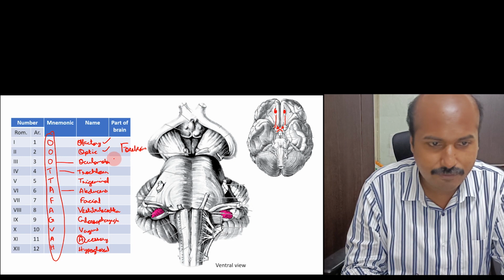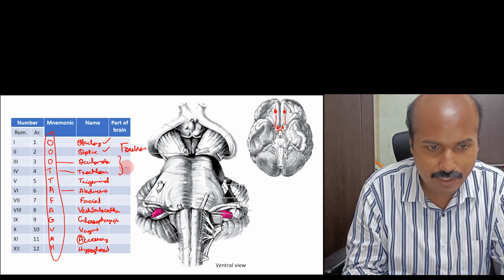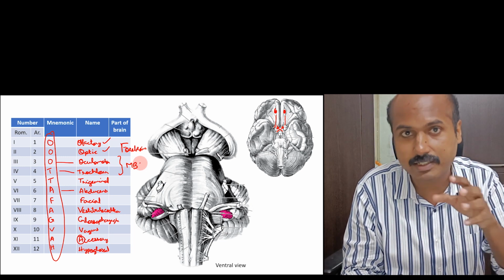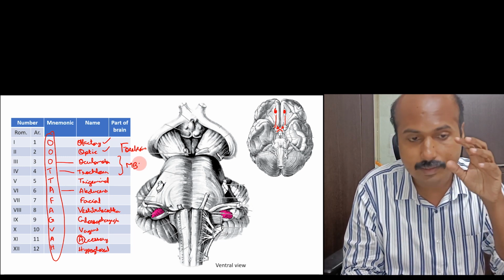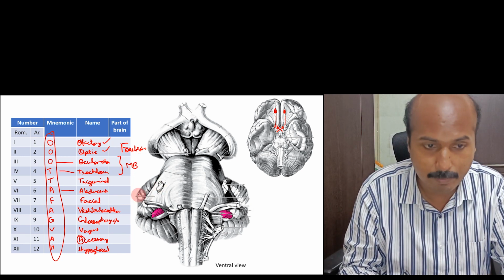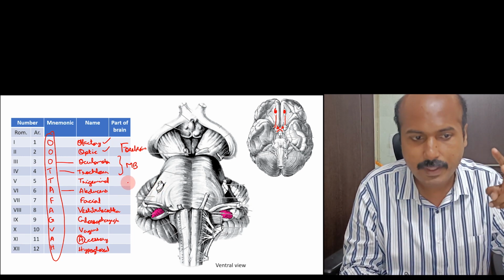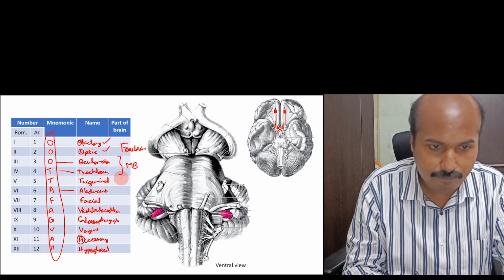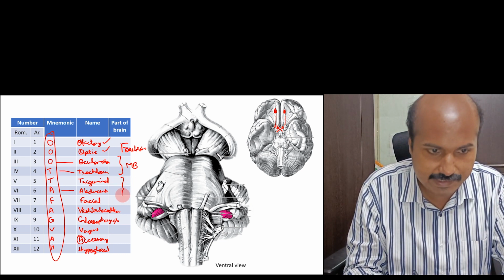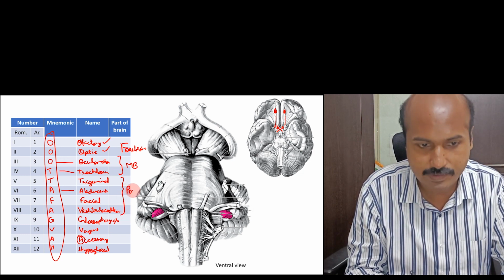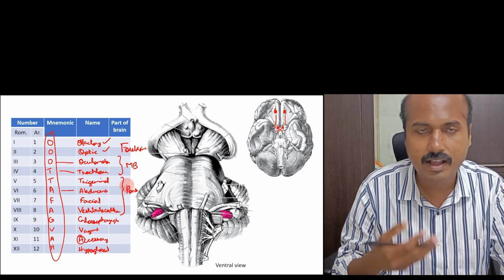The third and the fourth nerve arises from the midbrain. As I said in the first slide, we are particularly interested in which part of the brain the main nuclei are, what is the part of the brain that this nerve emerges from. So 2 nerves, 3, 4 emerge from the midbrain. They are related to the midbrain. From 5, 6, 7 and 8, together we learn it with the pons. Okay, the main nuclei of these are located in the pons.